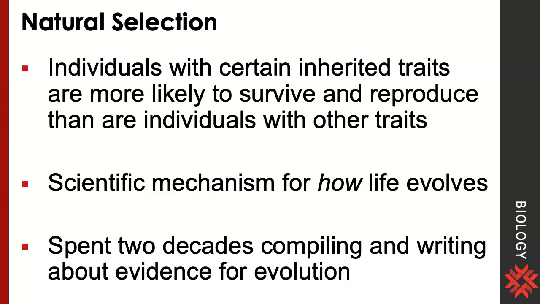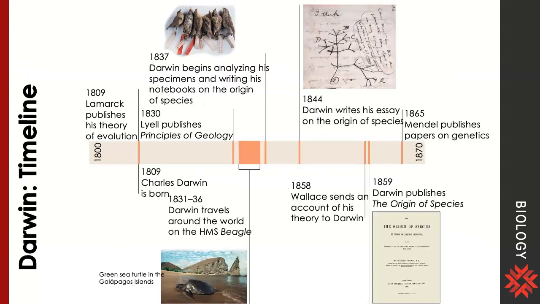All right, so let's take a look at a little timeline here. I just want to point out a couple of things on here. We saw 1809 was when Charles Darwin was born. 1831 to 1836 was a few years he was out on the HMS Beagle. And then it took him a long time after he came back to really analyze his specimens and come up with this idea of natural selection.